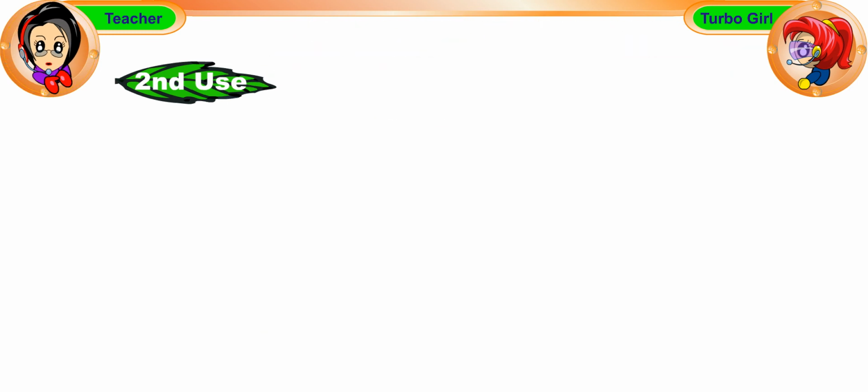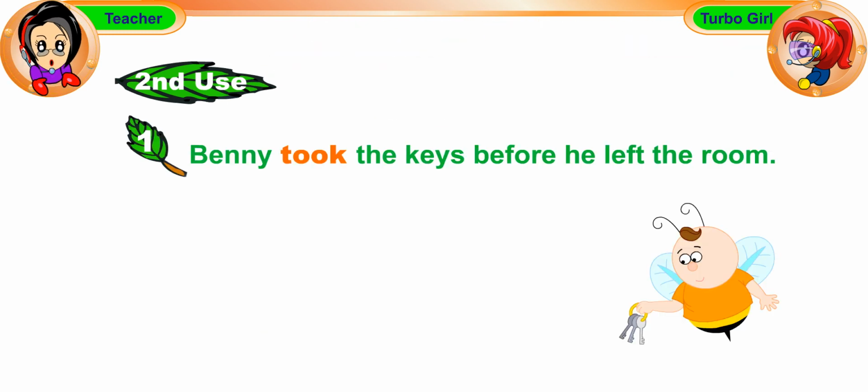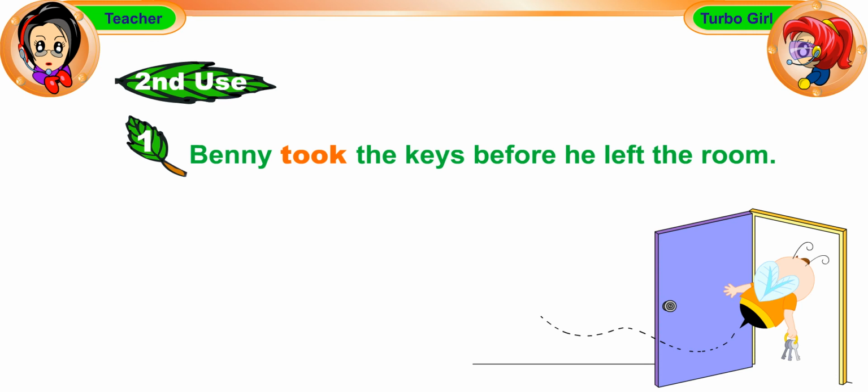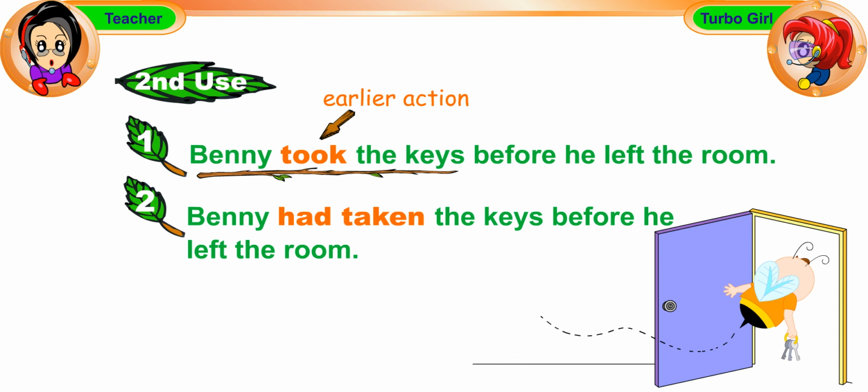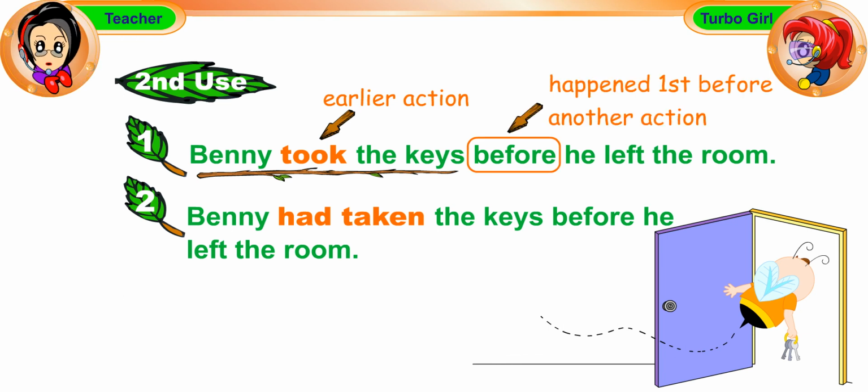For example, Benny took the keys before he left the room. Or, Benny had taken the keys before he left the room. In these two sentences, it is clear that the earlier action is Benny took the keys because of the word before, which tells us that it happened first before another action.